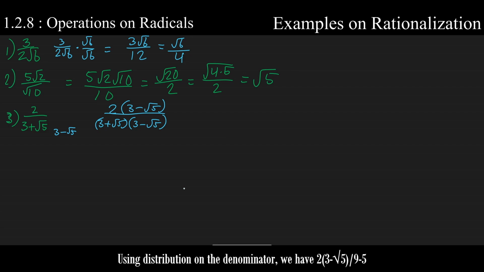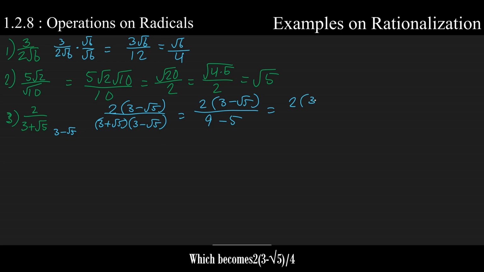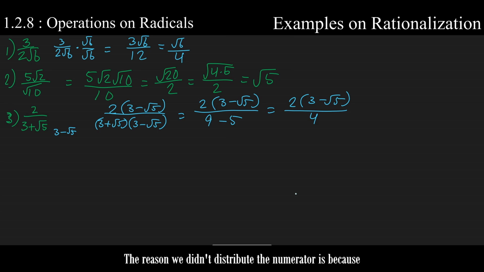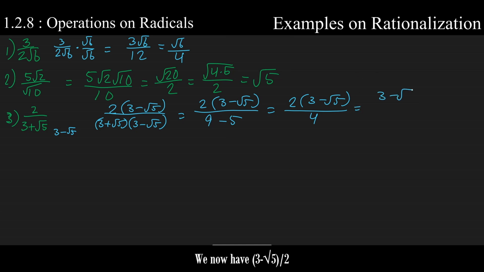Using distribution on the denominator, we have 2 times (3 minus the square root of 5) divided by 9 minus 5, which becomes 2 times (3 minus the square root of 5) divided by 4. The reason we didn't distribute the numerator is because there was a factor of 2 in the numerator that we can use in simplification. We now have (3 minus the square root of 5) divided by 2.